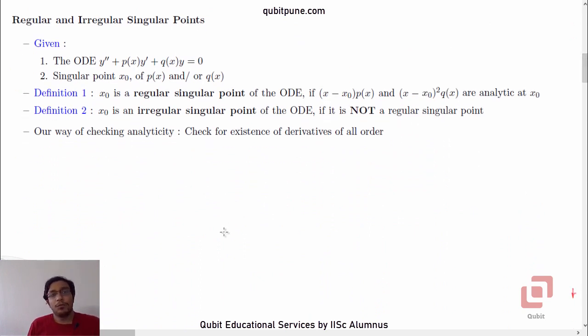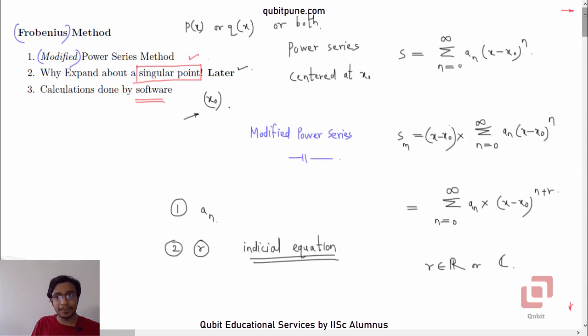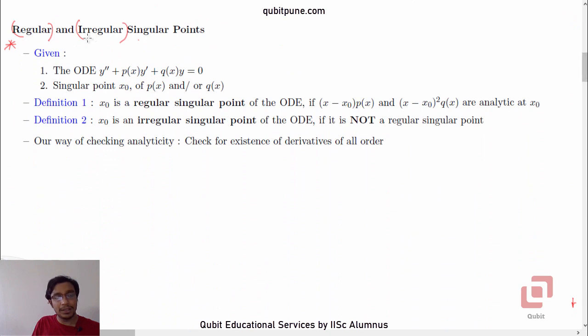Okay, we classify the singular points into two categories. The first is the regular singular point, and the other category is the irregular singular point. Throughout our discussion on the Frobenius method, we will be focusing only on the regular singular points and not on the irregular singular points. In fact, when we expand the power series about a singular point of either p of x or q of x, it is required that the point is a regular singular point.